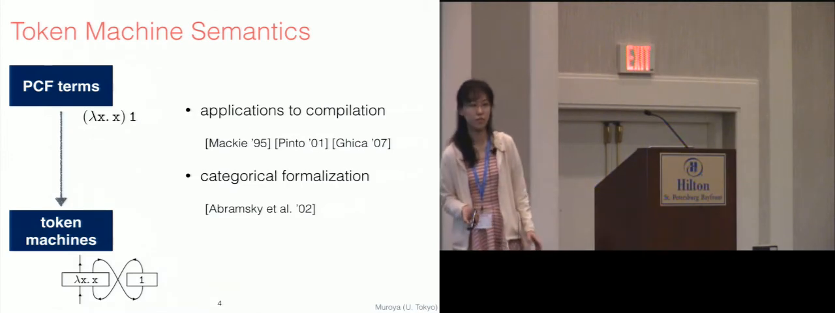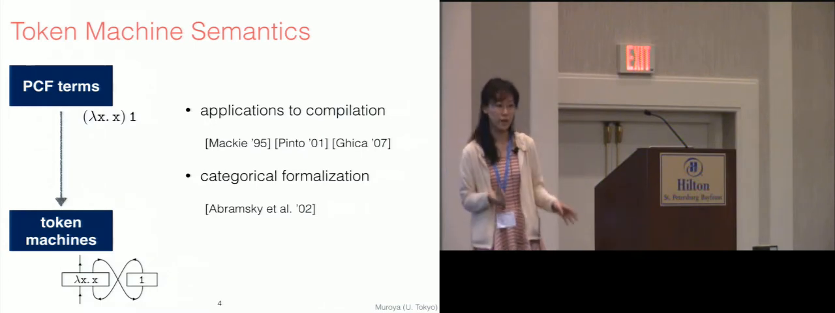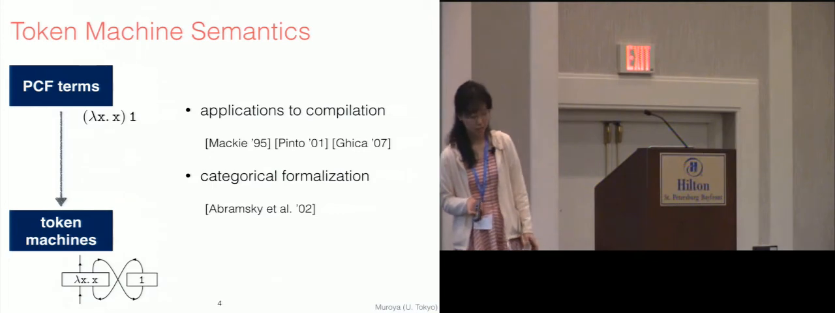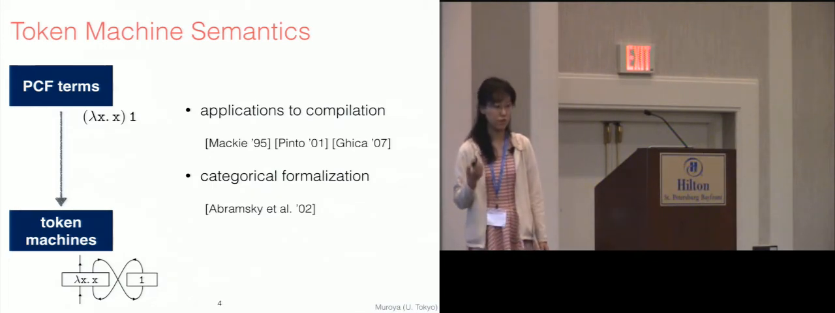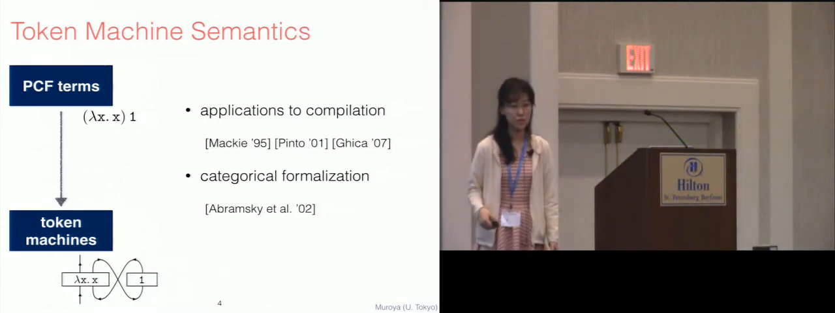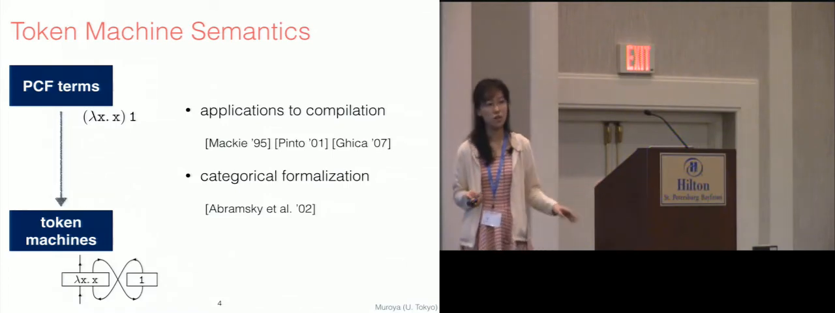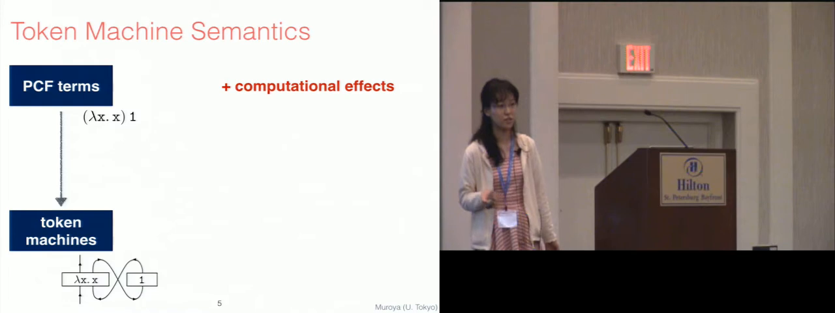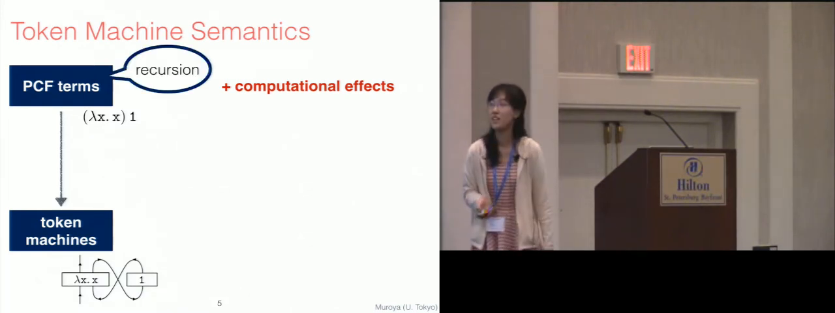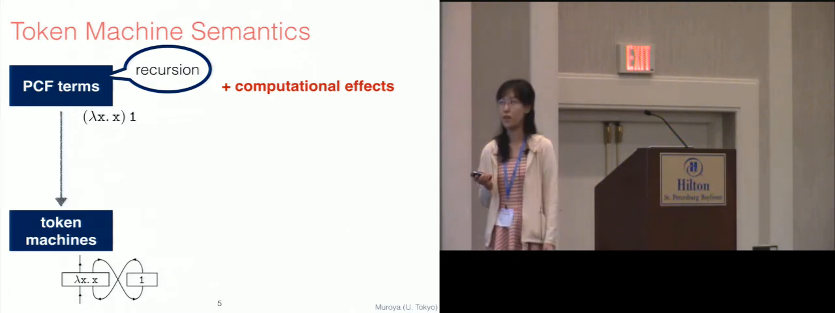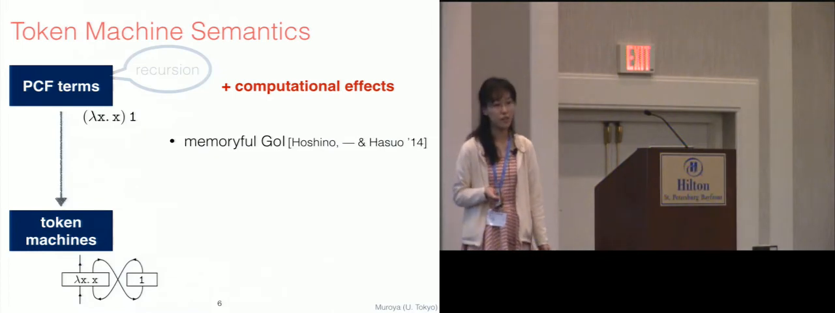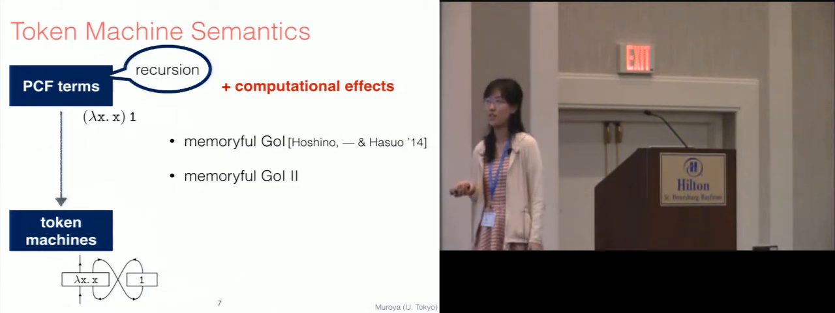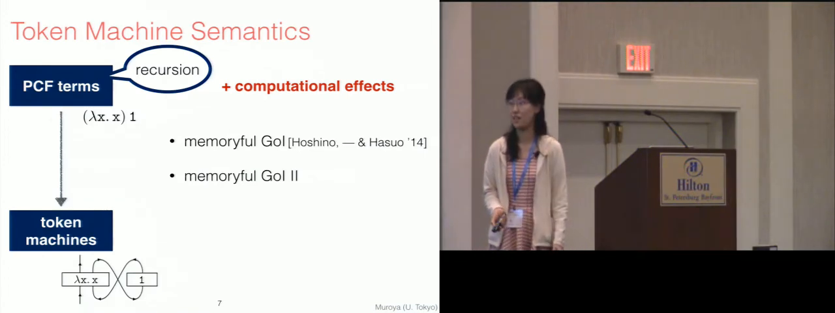And exploiting this feature, compilation techniques have been proposed where token machines are directly implemented in assembly or on hardware. Another feature of token machine semantics is that it has a nice categorical formalization. It would enable us to reason about programs in a mathematical and generic way. And the goal of our work is to extend the scope of this token machine semantics, namely to accommodate computational effects. Recall that PCF includes recursion. As the first step, we developed the framework Memoryful GOI two years ago. It successfully accommodates computational effects, but excludes recursion. So the second step, our current work, is to recover accommodation of recursion in the framework.